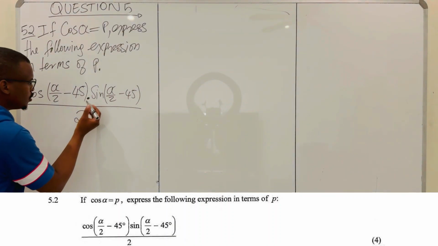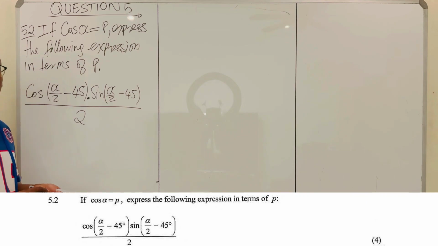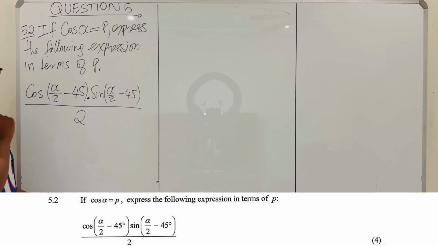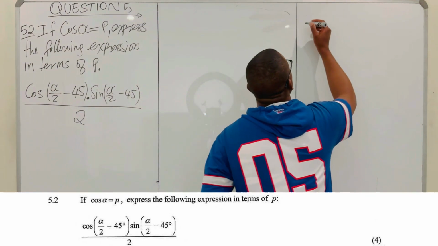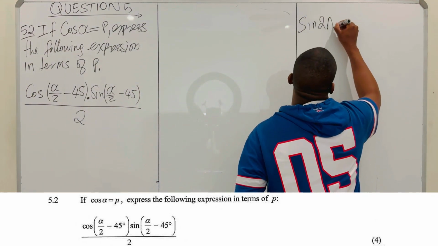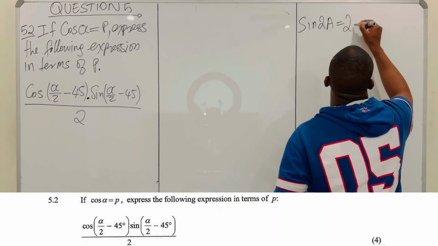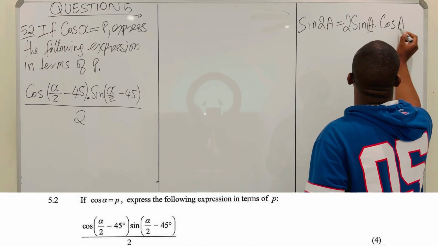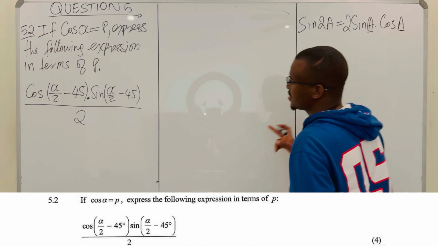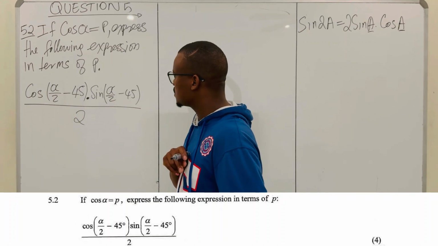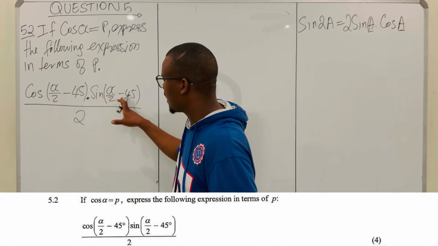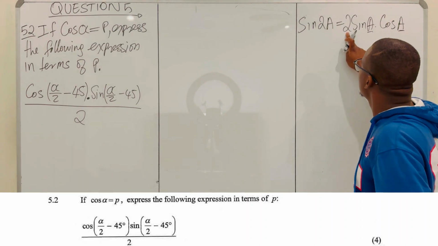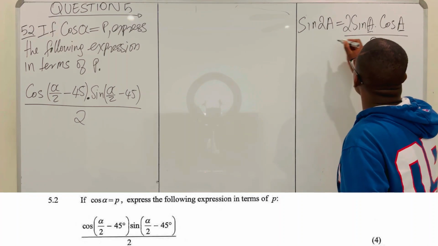In order to do this, you need to be familiar with your compound angles and your double angle identities. So this looks like a double angle identity. At the back, you'll find sine 2A is equal to 2 sine A times cos A. You see this angle and this angle are the same, and the sine and cos are multiplying each other. The only thing missing is the 2, which means you can maybe divide by 2.